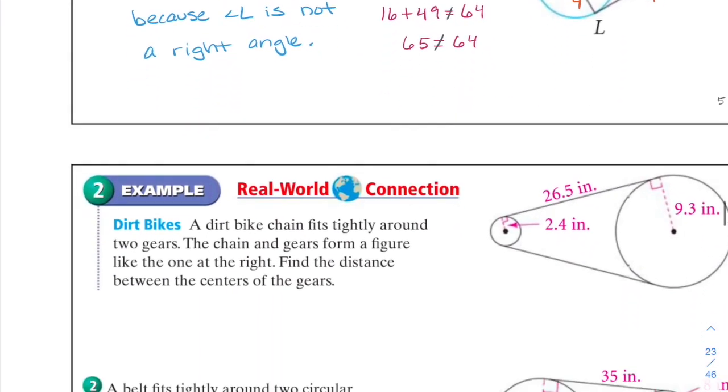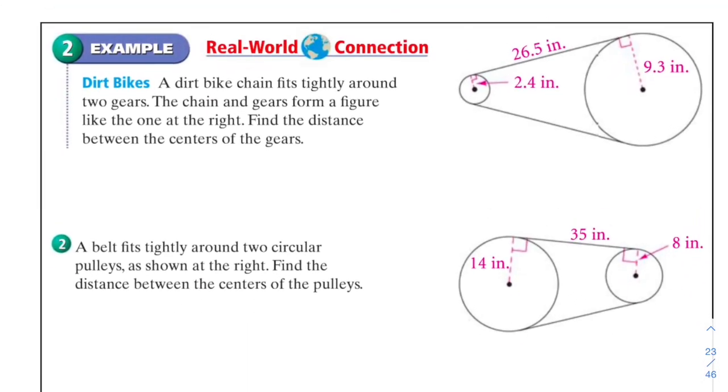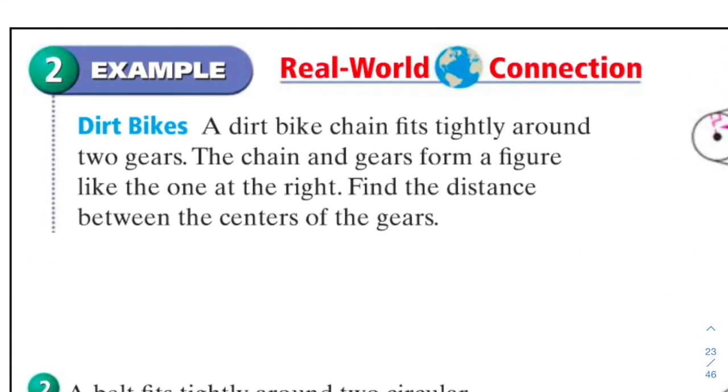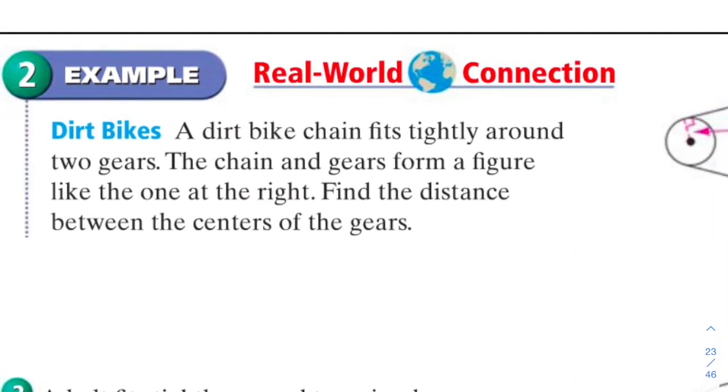All right. Example 2. This one I would normally give you guys some time to contemplate how to answer it. It takes a little bit of thinking to really break it apart and answer the question. But here, let's go through it together. A dirt bike chain fits tightly around 2 gears. The chain and the gears form a figure like the one at the right. Find the distance between the centers of the gears.